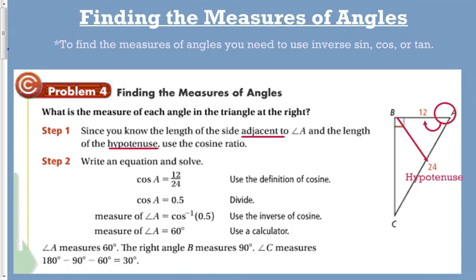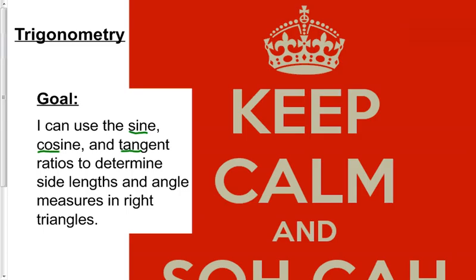All right? But that brings us back to our goal to use sine, cosine, and tangent ratios to determine side lengths and angle measures in right triangles. So we did both of those things there.